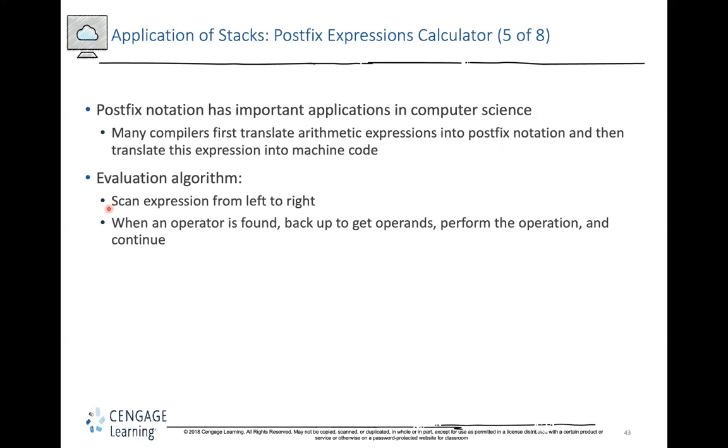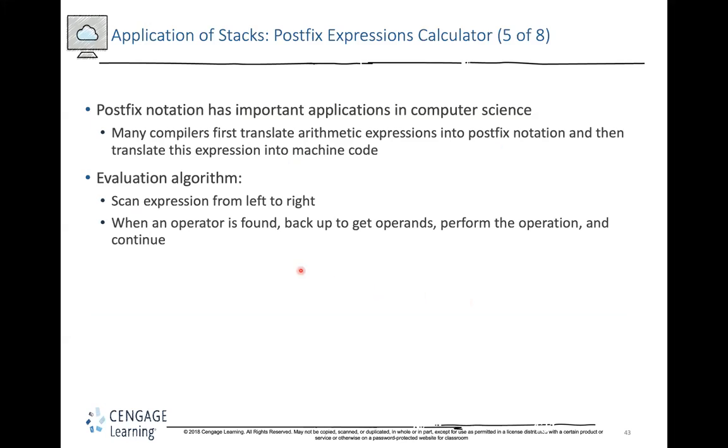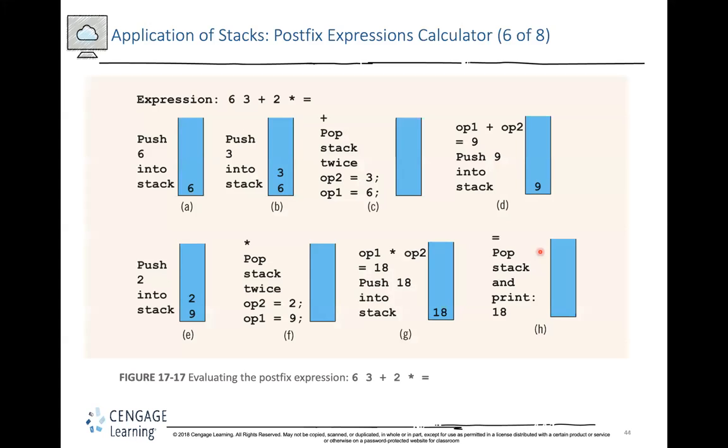And so the evaluation is like this. You scan the expression from left to right, which is what we're doing here. And then when an operator is found, you back up to get the operands, perform the operation, and then you continue. So here's a more concrete example. Let's read this together before we understand how we're going to implement this with the stack.